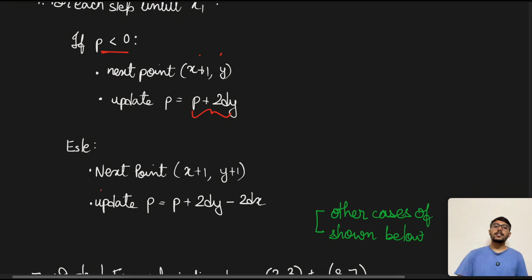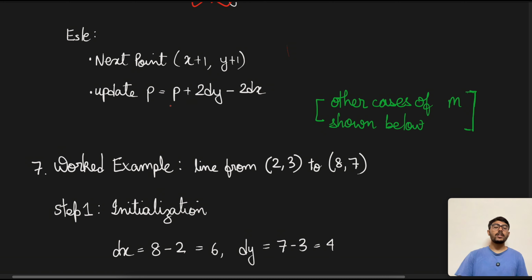Then this is the else part, when p is either equal to 0 or greater than 0. Then the next point would be (x plus 1, y plus 1), and the update logic for p is also changing, which is p plus 2dy minus 2dx. You might ask, we would have other scenarios as well with the changing sign and behavior of m. Those cases have been discussed below.